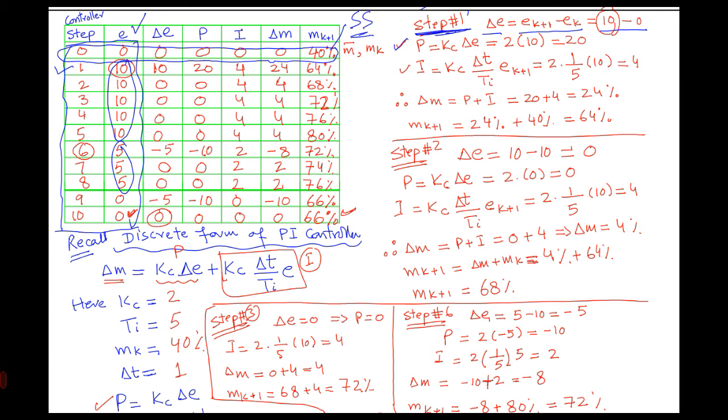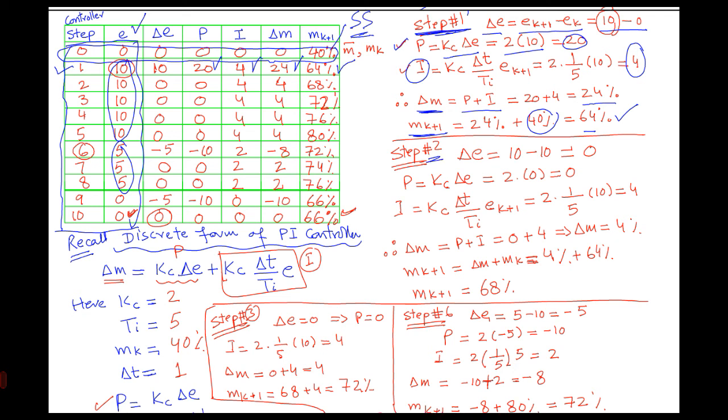We will be able to calculate P, which is Kc delta E, and it gives us the value of 20. Similarly we can calculate I, which is Kc delta T upon Ti times E of k plus 1, and we calculate it as 4. This lets us calculate delta M, the addition of P plus I, which gives us 24. So the valve is going to move around 24%, and previously it was at 40%. So the next value, M of k plus 1, is equal to 64.